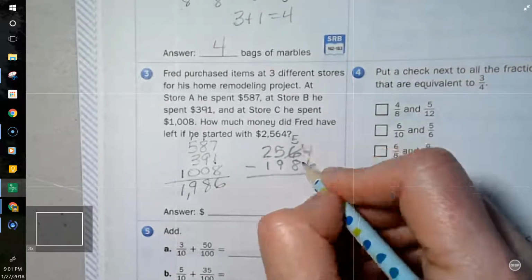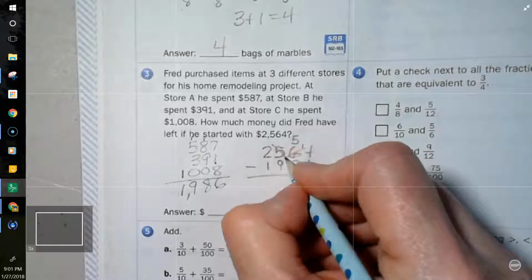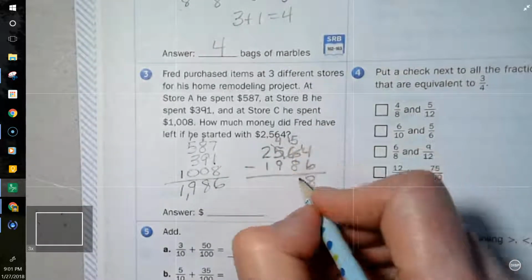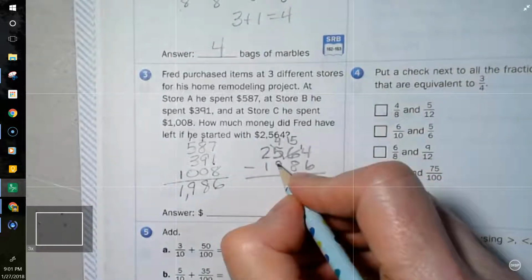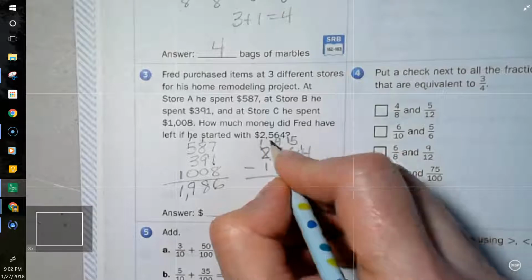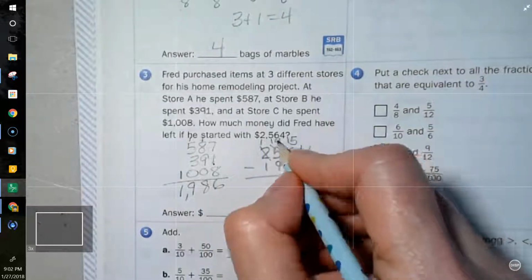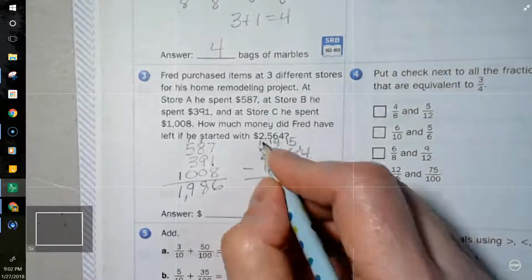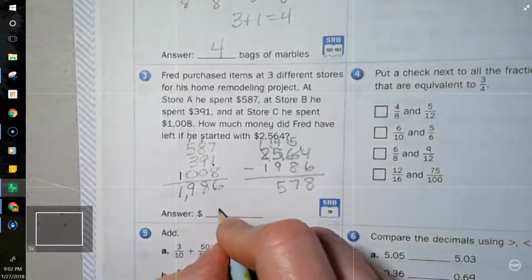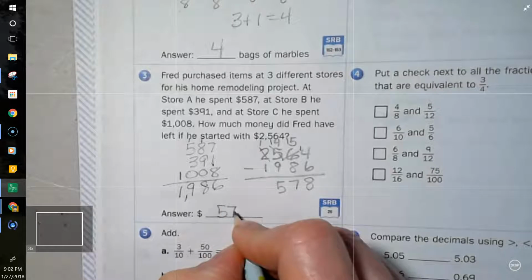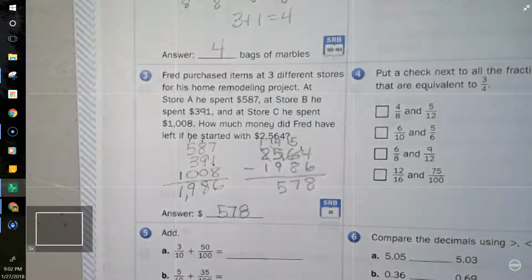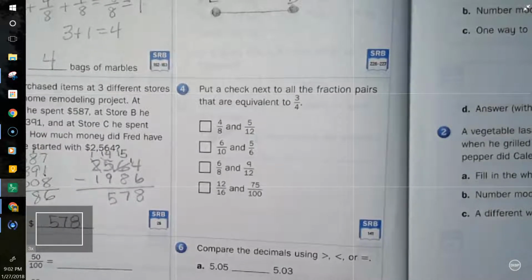I'm not going to subtract 8 from 5, so I'm going to go over here and make this a 4, make that a 15. 15 minus 8 is 7. I'm not going to subtract 9 from 4, so I'm going to make that a 1 and that a 14. 14 minus 9 is 5. 1 minus 1 is 0. So there's my final answer, $578. Okay, question number 4.